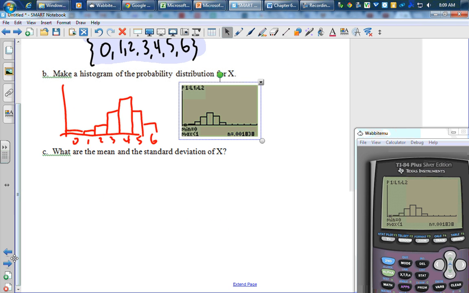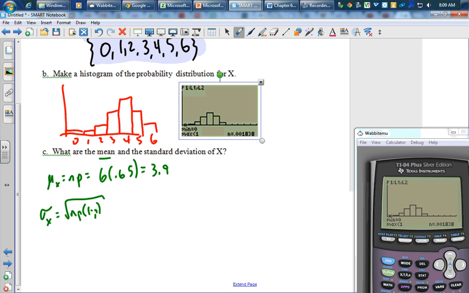Well, this is a binomial distribution, so I need to show the formulas. The formula for the mean is np, which is 6 times 0.65, which is 3.9. And the standard deviation is the square root of np(1 minus p), which is 6 times 0.65 times 0.35 square rooted, which works out to be 1.168.